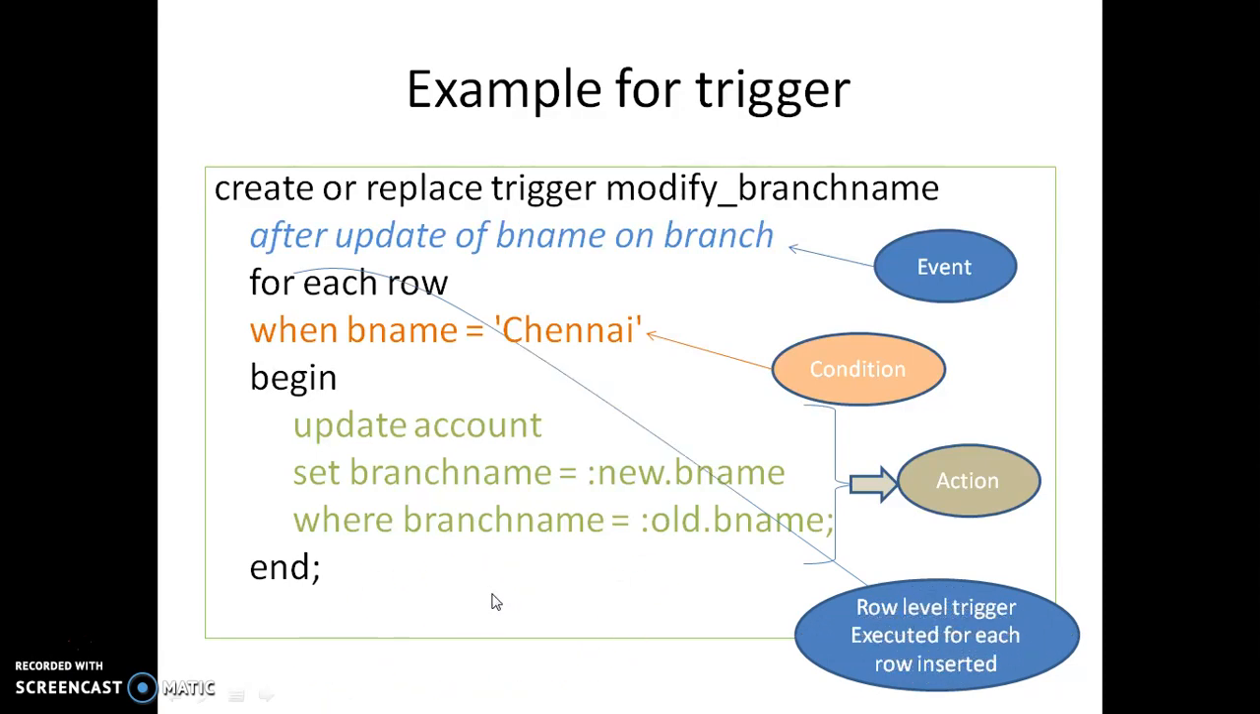There are two kinds of triggers. One is called a row level trigger, the other one is called a statement level trigger. In a row level trigger, in the branch table, however many branches have the name Chennai, for every row a row level trigger will be executed. Whereas in a statement level trigger, this entire action will be taken only one time. So how do you make a trigger a row level trigger? For that, we need to specify the keyword FOR EACH ROW.